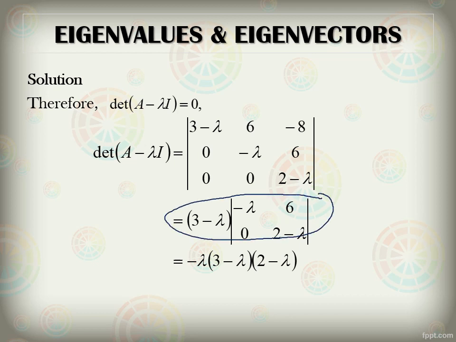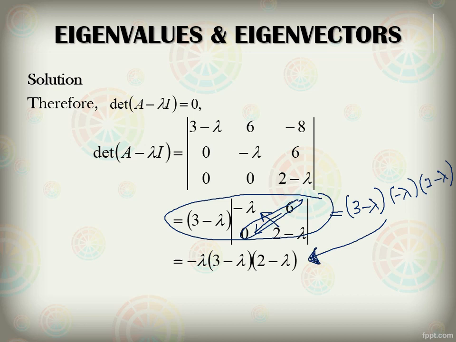Alright, so we get that 3 minus lambda. Okay, we go to this one here first. 3 minus lambda. And we solve the submatrix by multiplying A and D minus B and C. Right? B and C here is 0. So the only thing that you have is minus lambda times 2 minus lambda. See? So these are equal to that.